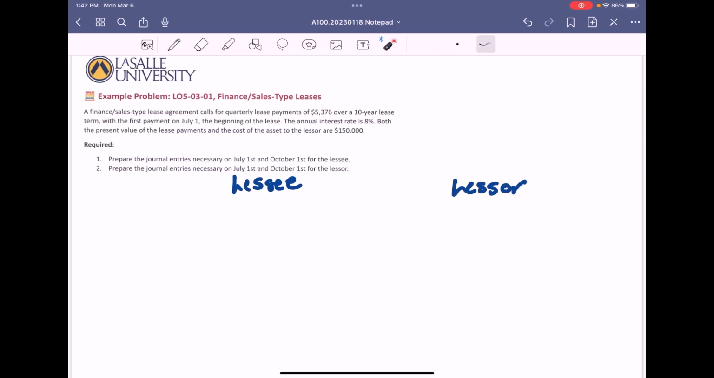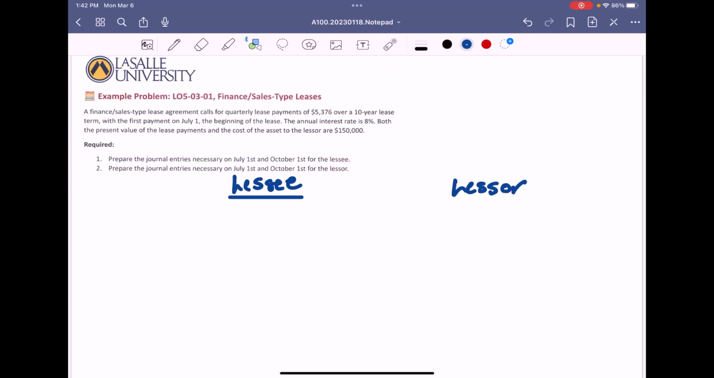It's saying prepare the journal entries necessary on July 1st and October 1st. Remember, this is a quarterly lease payment lease, so that's why we have July 1st and October 1st, 3 months difference there. We're going to record the journal entries on these two dates for the lessee, and then we're going to do the same thing for the lessor. Number 1 is the lessee, number 2 is the lessor. That's why I rewrote it here, so it makes more sense.